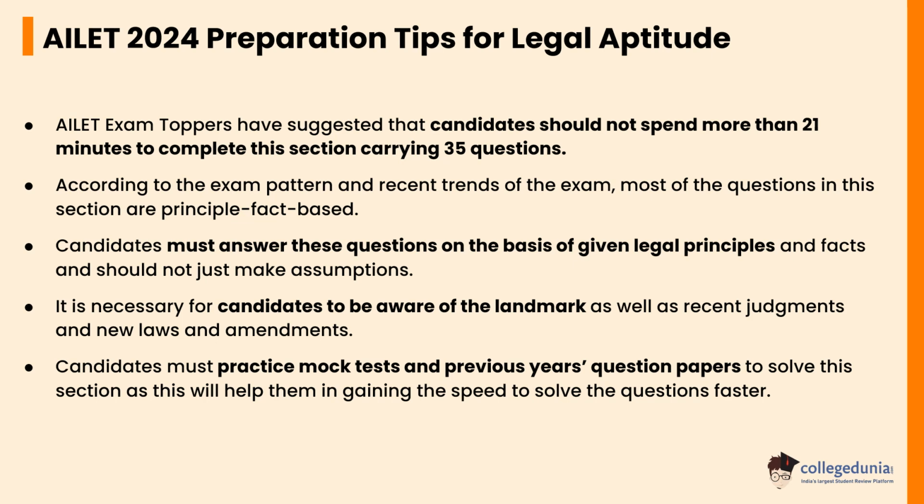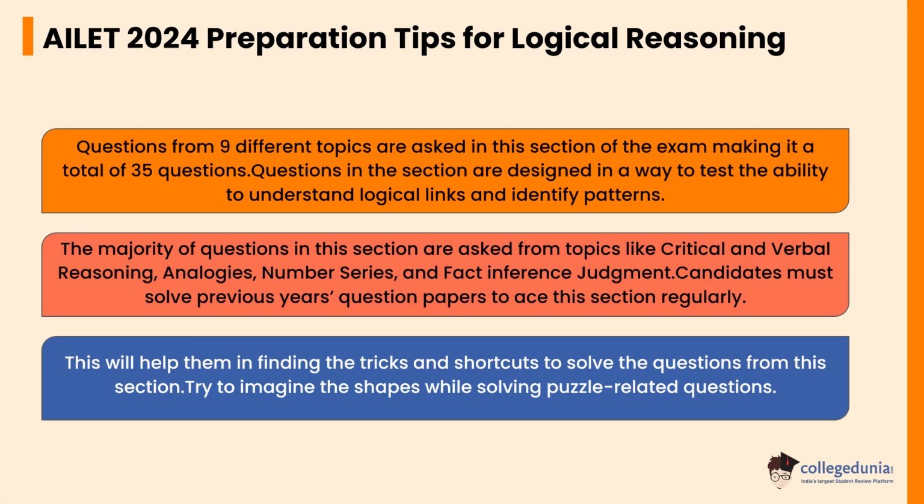Let's check the AILET 2024 preparation tips for logical reasoning. Questions from 9 different topics are asked in this section of the exam, making it a total of 35 questions. Questions in this section are designed to test the ability to understand logical links and identify patterns. The majority of questions are asked from topics like critical and verbal reasoning, analogies, number series, and fact inference judgment. Candidates must solve previous year question papers regularly to ace this section. This will help them in finding the tricks and shortcuts to solve the questions. Try to imagine the shapes while solving puzzle related questions.